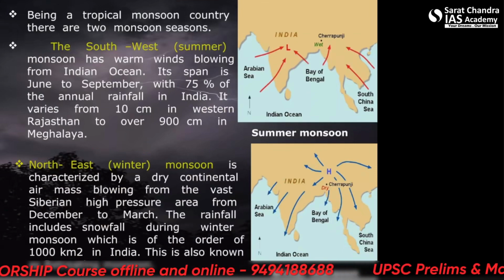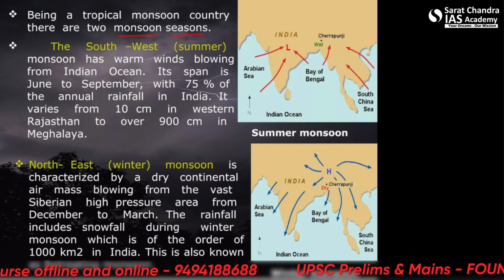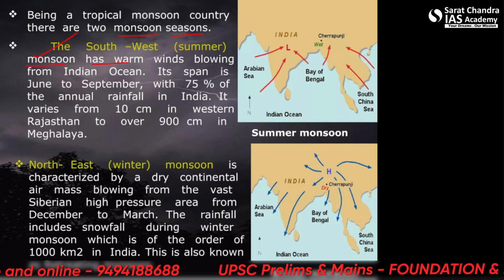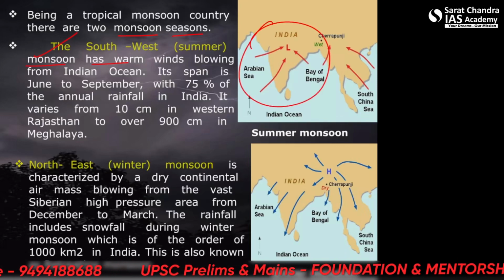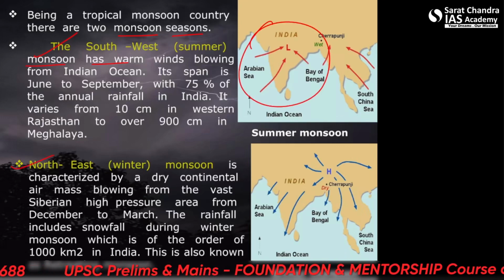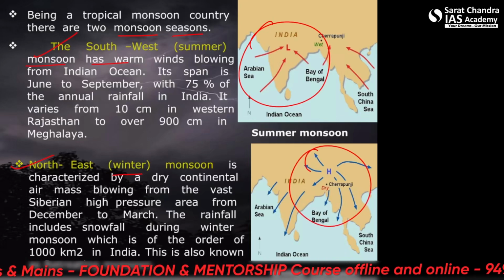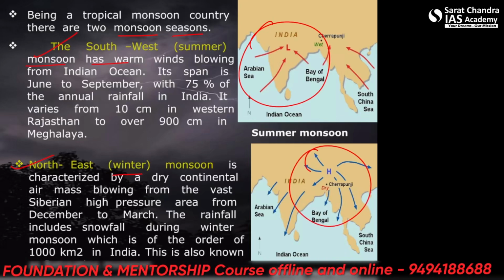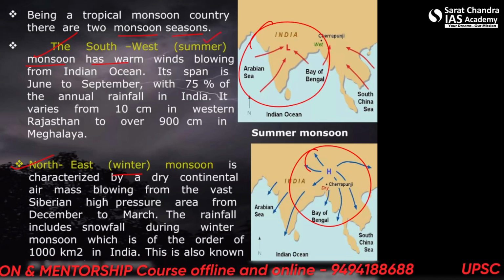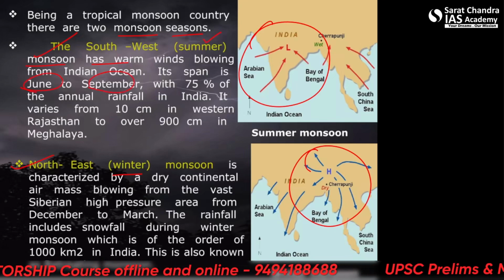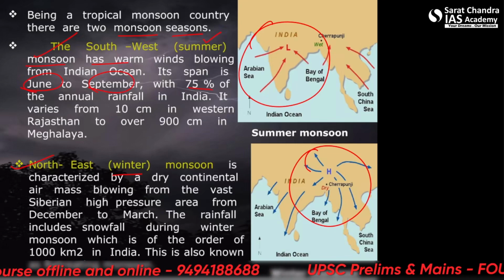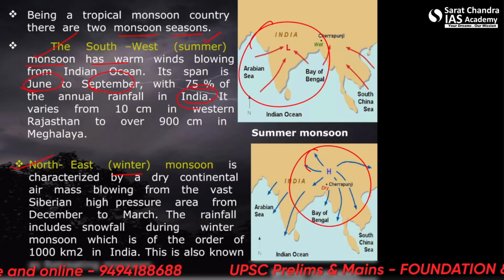So being a tropical monsoon country, there are two monsoon seasons: the southwest summer monsoon, this one, and the northeast winter monsoon. We'll see about these. The span of the southwest or summer monsoon, which is the most important one, is June to September, with 75% of the annual rainfall in India. So this is the major monsoon.